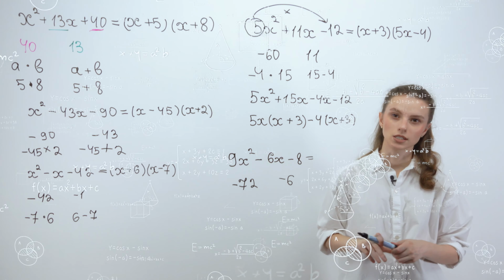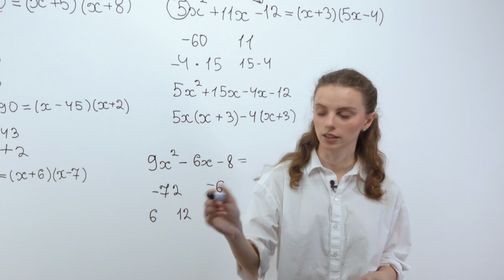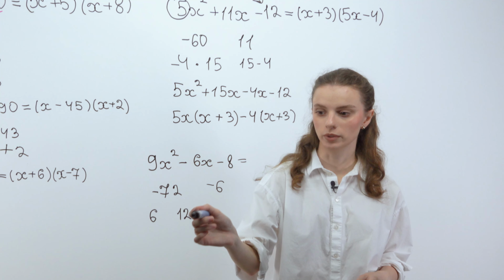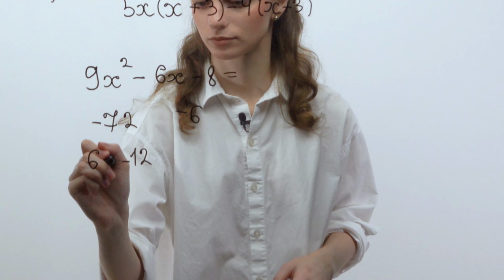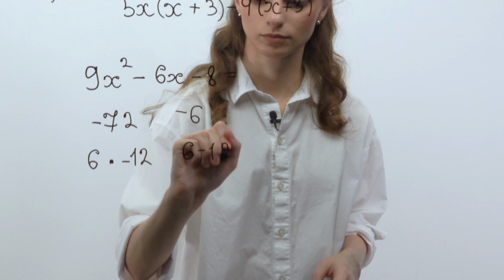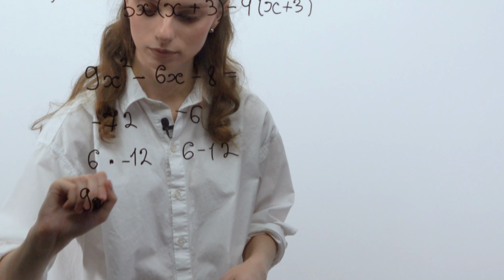So let's see, 72, 9 and 8, no. By 2, no. By 3? Can I divide by 3? 72 divided by 6 is going to be 12, yeah? Which one of them is going to be negative? It better be negative 12, because 6 minus 12 gives you negative 6. Okay, what am I going to do now? Turn this negative 6x into 6x minus 12x.